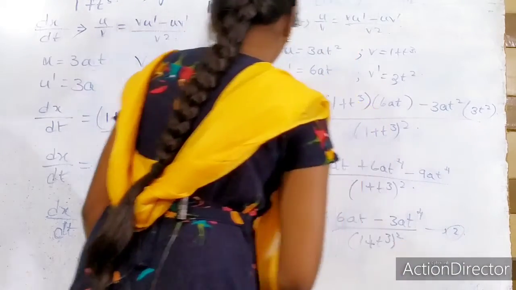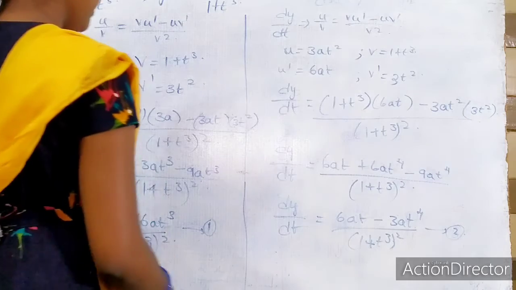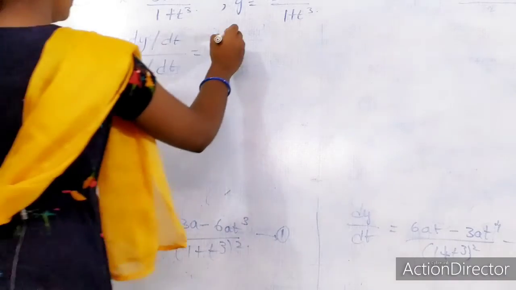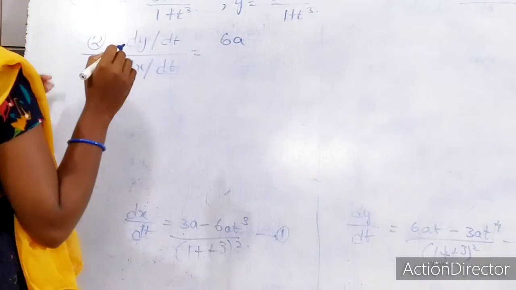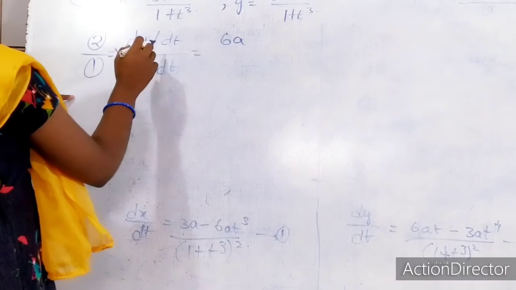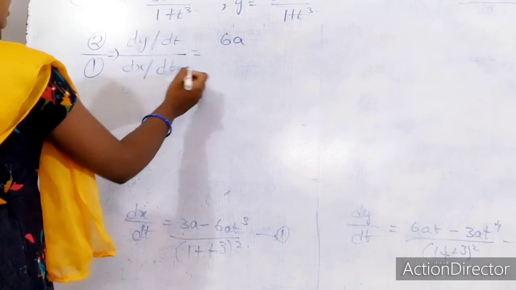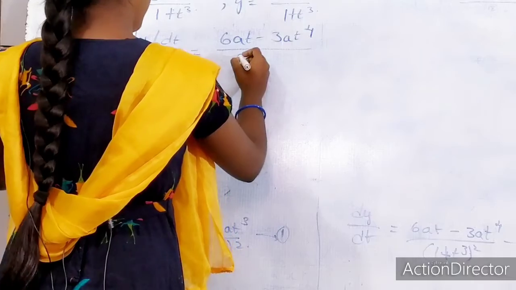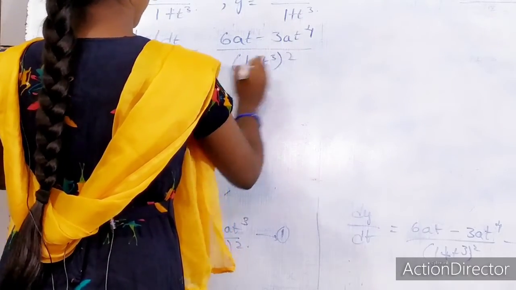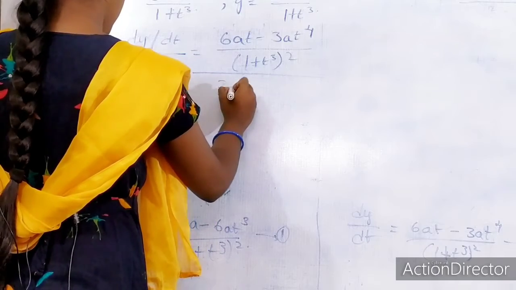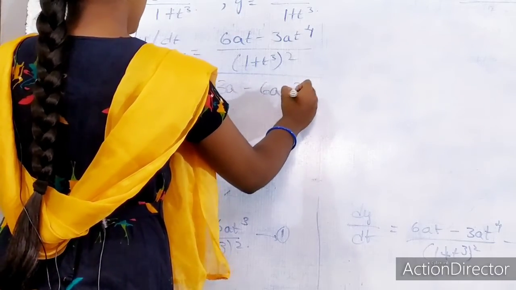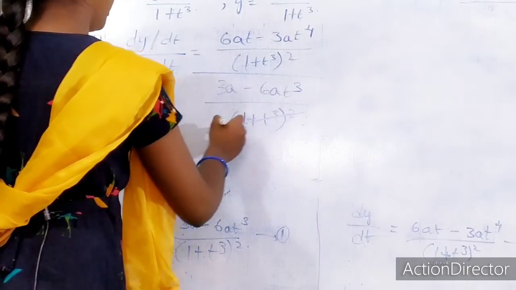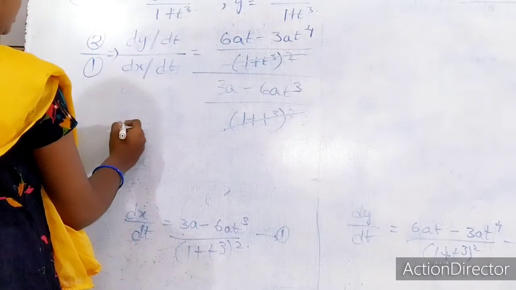Now we get two equations, 1 and 2. Now we will divide equation 2 by equation 1, that is dy by dt divided by dx by dt, which is 6at minus 3at to the power of 4 divided by 1 plus t cube whole square, whole divided by 3a minus 6at cube divided by 1 plus t cube whole square. 1 plus t cube whole square gets cancelled.